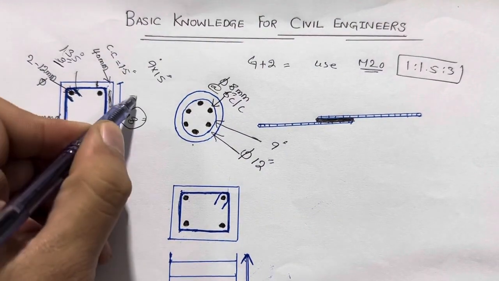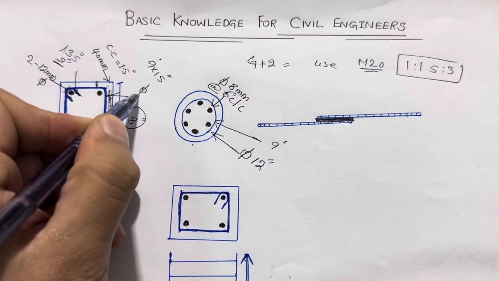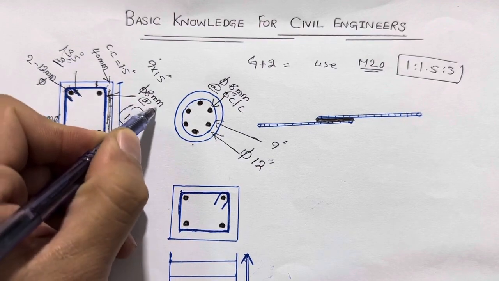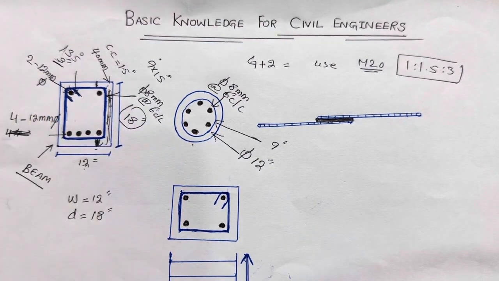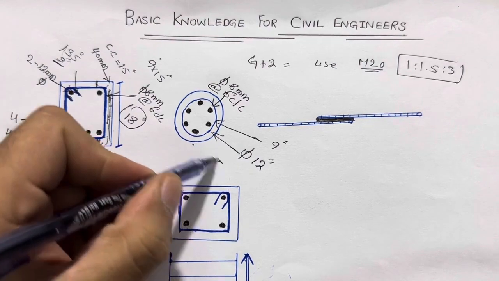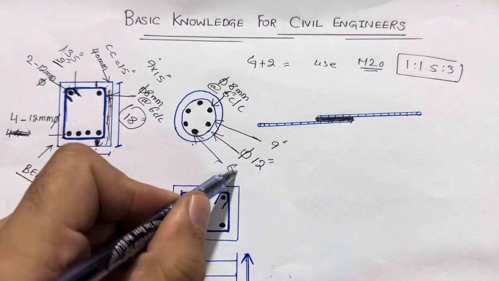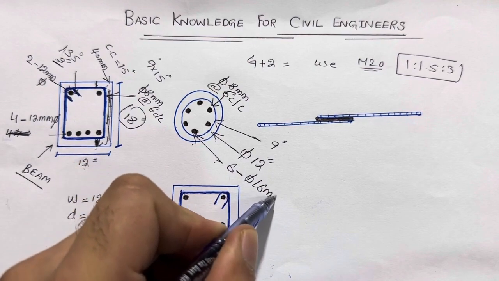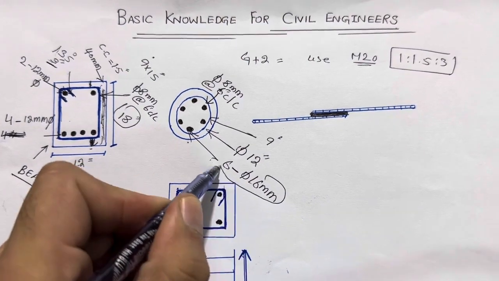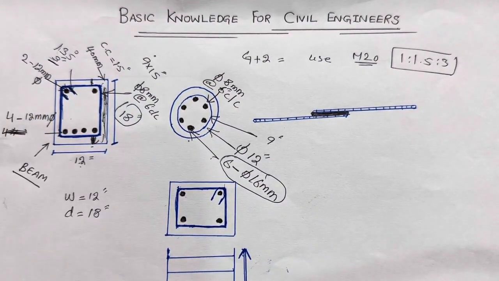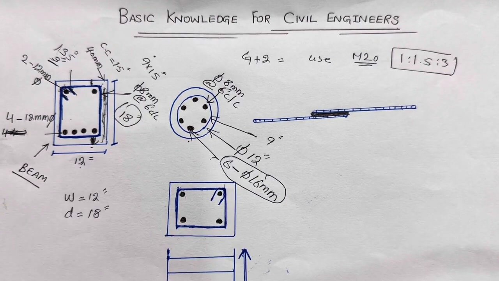Same for the beam, minimum 8 millimeter with a spacing of 6 inches center to center. This is for the ring, or you can say stirrup dia. Next, we have 6 bars. You can see 6 bars and the dia should be 16 millimeter, not 12 millimeter, for G plus 2 story. And the dia of the column is 12 inches.